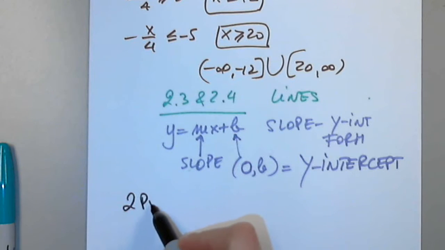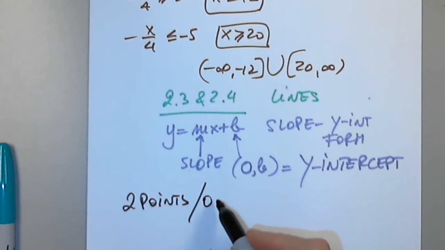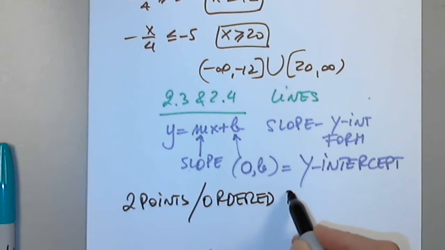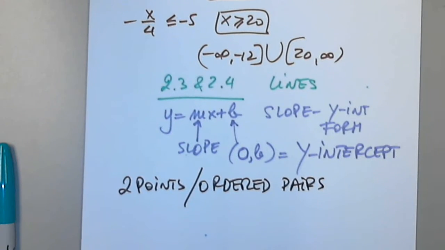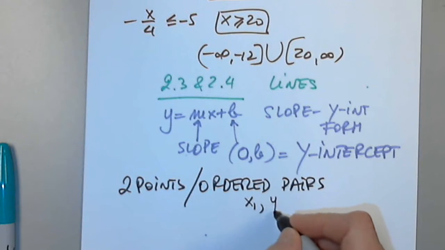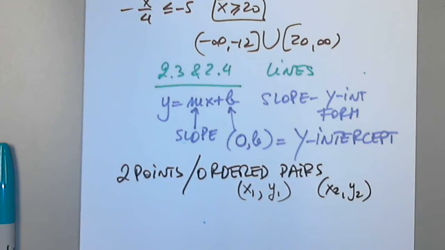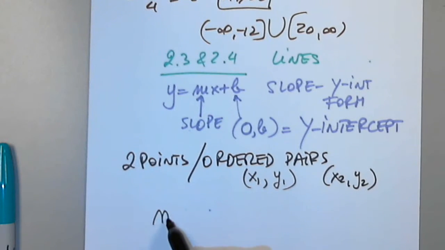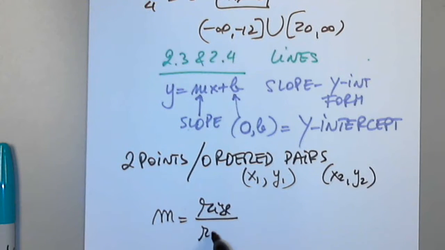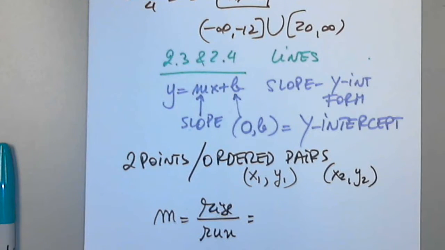If I'm given 2 points, or also called ordered pairs. 2 points or 2 ordered pairs. Let's say x1, y1 is the first point. And let's say x2, y2 is the second point. So I'm given 2 points. How do I determine the slope of the line passing through these 2 points? Rise over run. Yes, rise over run. Rise means difference in what variable? Y. And run means?